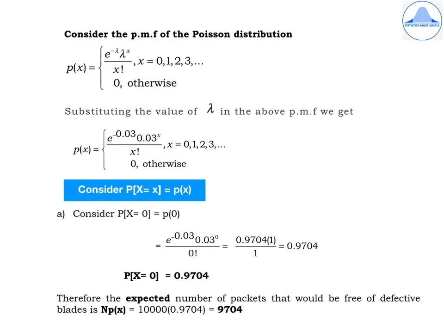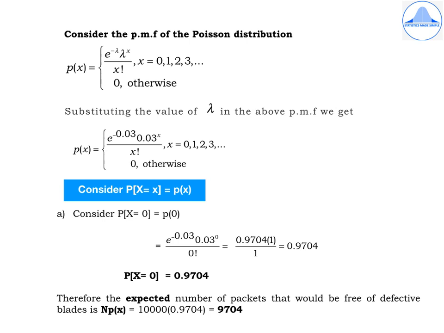Now we need to substitute the value of lambda as 0.03 in the general format of the p.m.f. So we get p of x equal to, open the flower bracket, e to the power minus 0.03, 0.03 to the power x divided by x factorial, where x takes values 0, 1, 2, 3, and so on. It continues up to infinity, and in the second line write 0 otherwise.